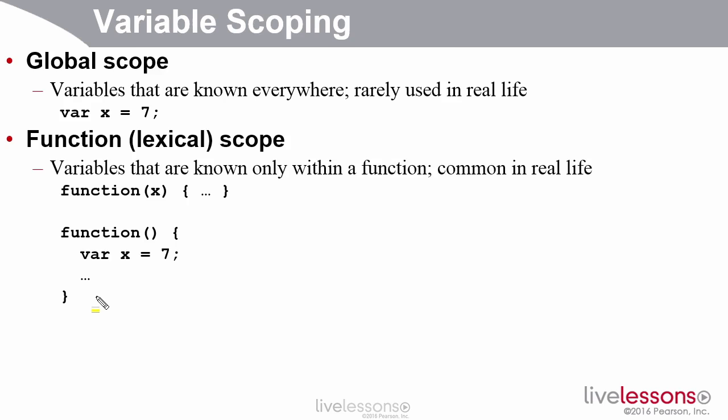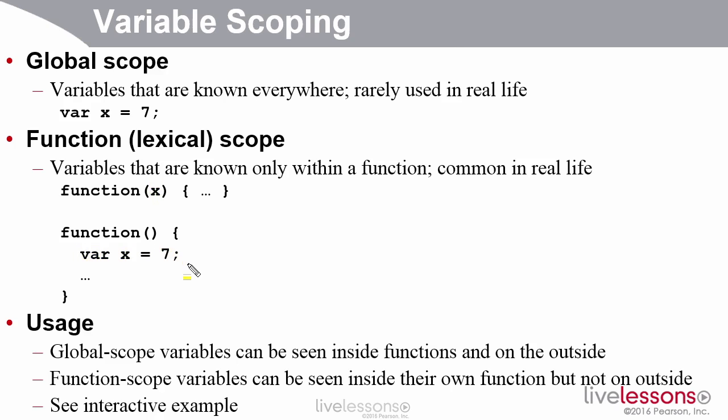Much more often in real life, you define a variable inside a function, either as the parameter to a function or with a separate var line inside. And then those variables are known inside the function definition, but they're not known on the outside. This is extremely common in real life. And we'll give an example very shortly of the difference and try to illustrate it interactively. But the point is, global scope variables can be seen both places, on the outside and inside a function. But function scope variables, variables that are defined in the function, are known inside the function but are not known outside.